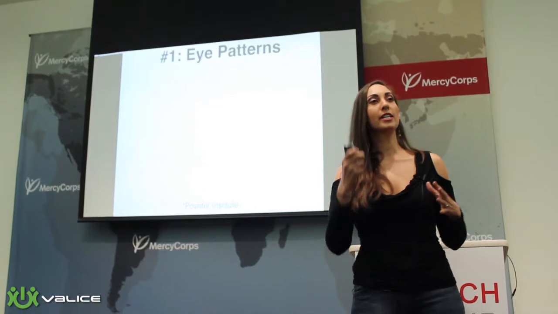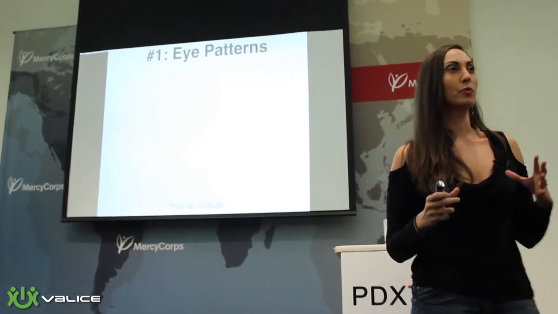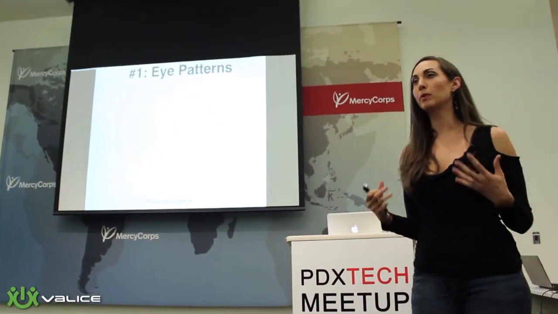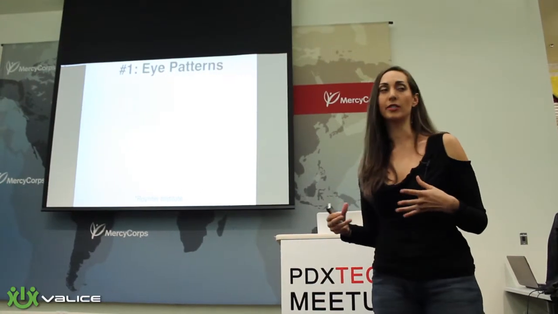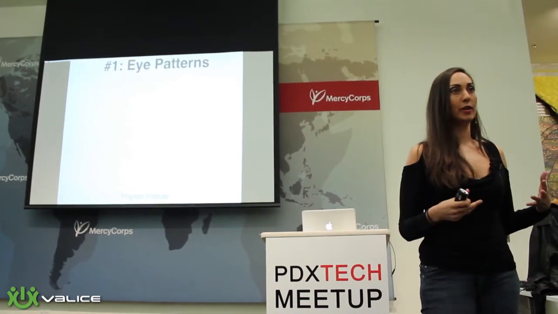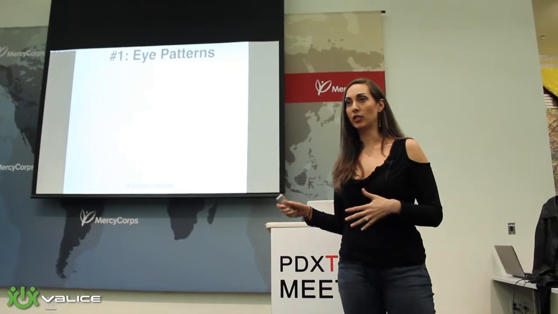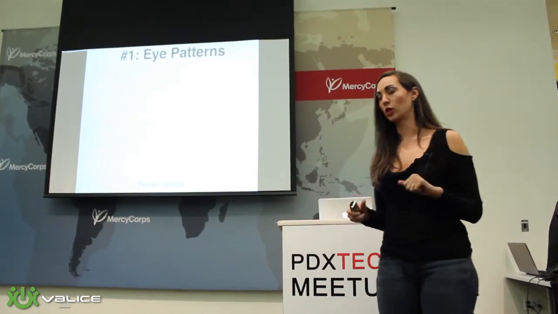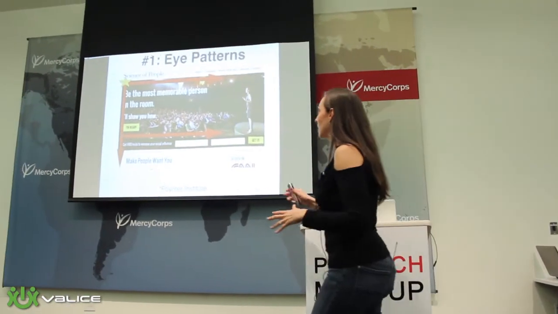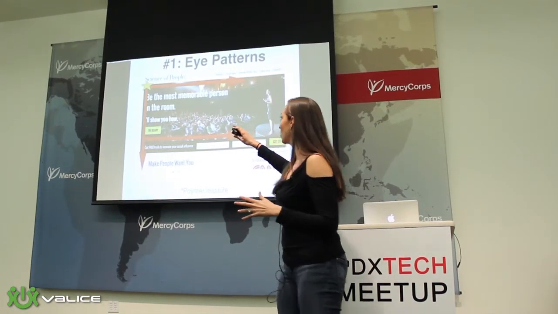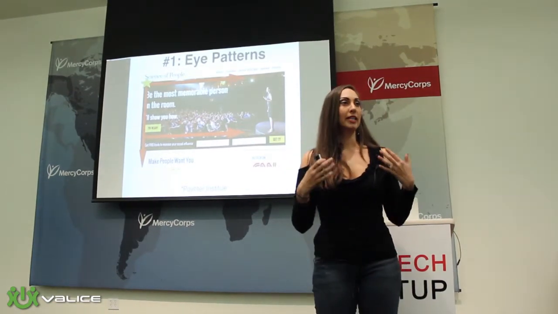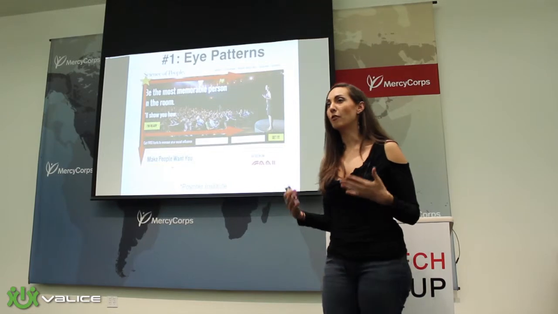The first thing is a study that was done by the Poynter Institute. They tracked people's eye behaviors and eye patterns as they observed technology. I'm going to focus on what they did on web pages, because mobile apps are a little bit different. What they found, and this is just an example of my website to show you, is that people's eyes, when they land on a web page, move in an F pattern.